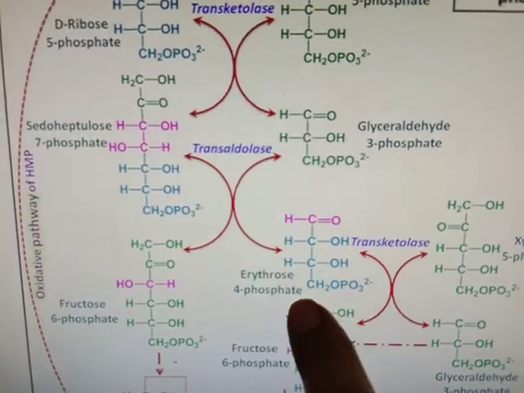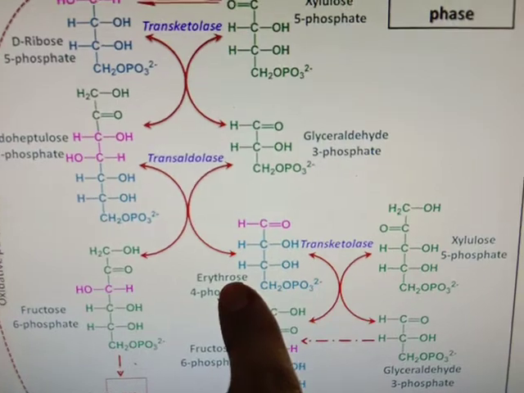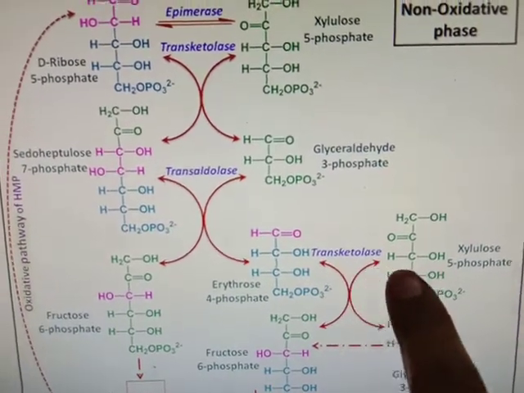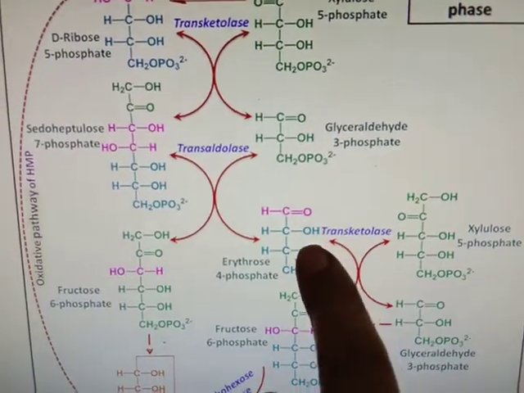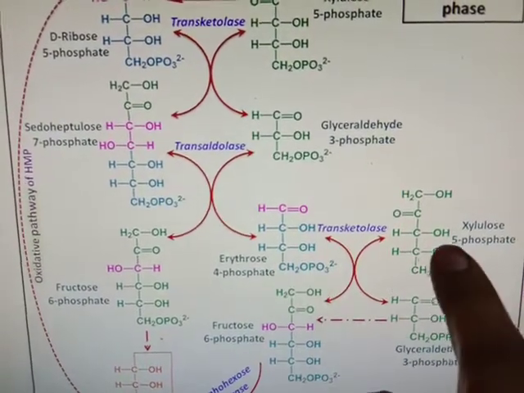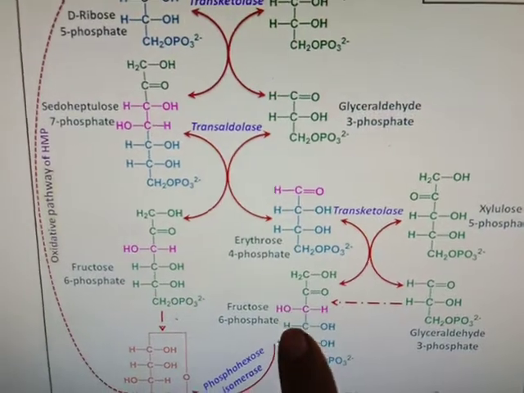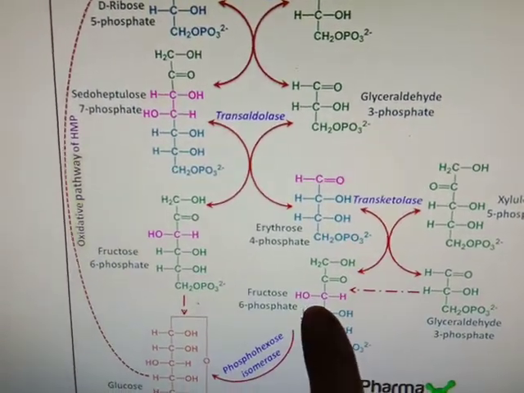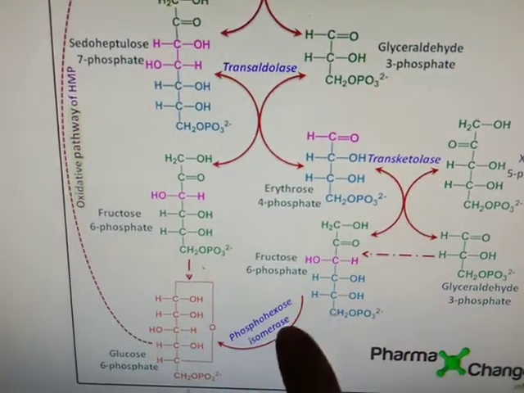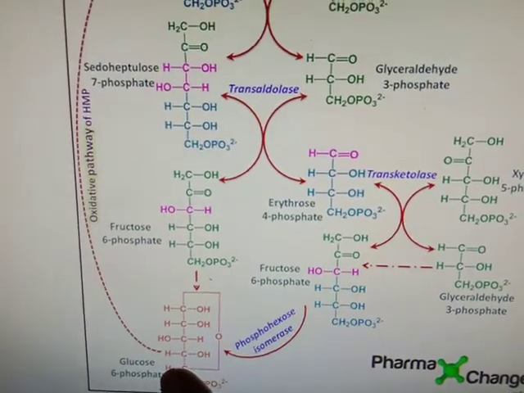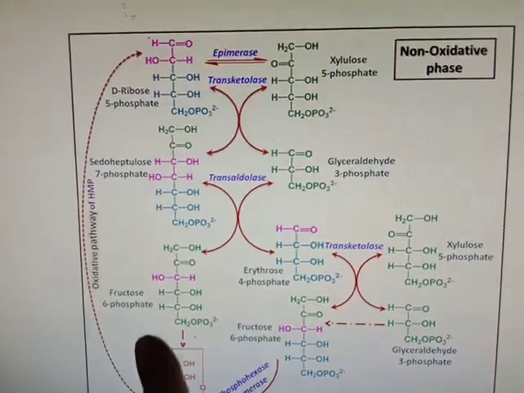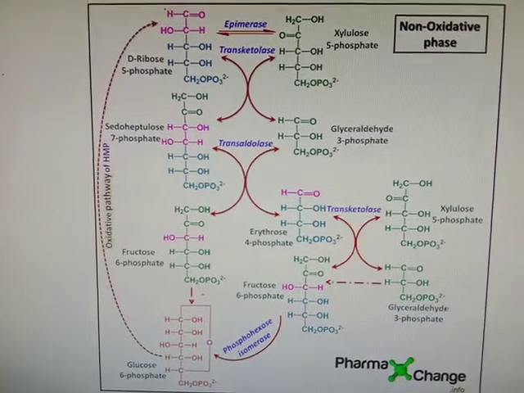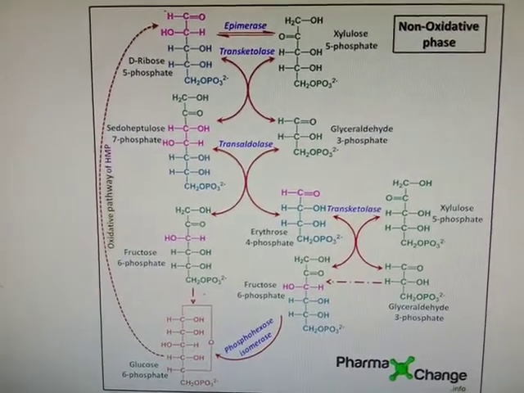Then this erythrose 4-phosphate will react with another xylulose 5-phosphate by the enzyme transketolase, and due to the reaction between erythrose 4-phosphate and xylulose 5-phosphate, it will form fructose 6-phosphate and glyceraldehyde 3-phosphate. Then this fructose 6-phosphate will be converted into glucose 6-phosphate, and again this glucose 6-phosphate will be involved in the HMP pathway. This way the HMP pathway takes place.